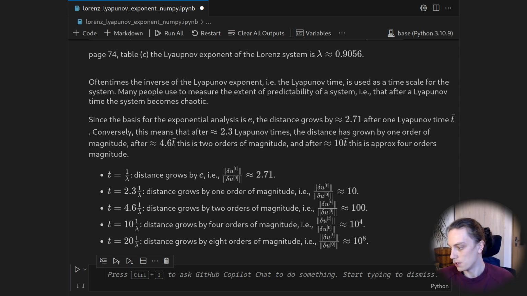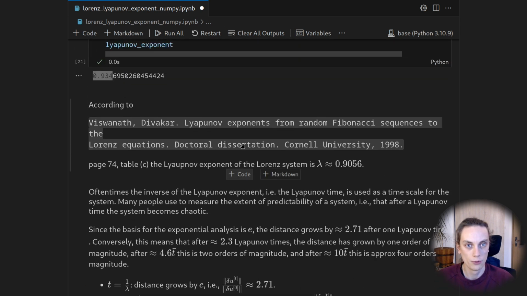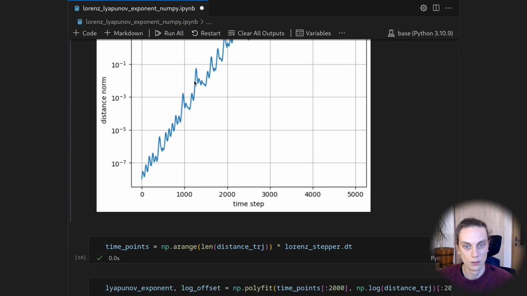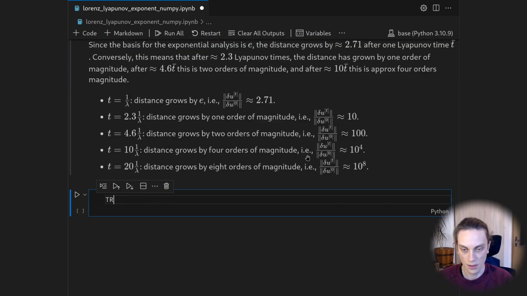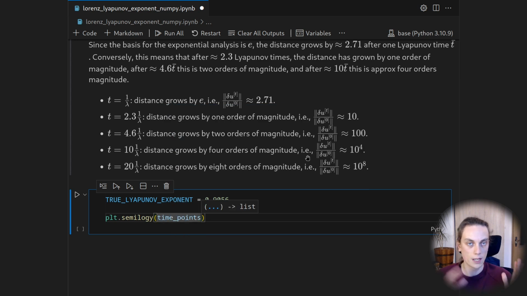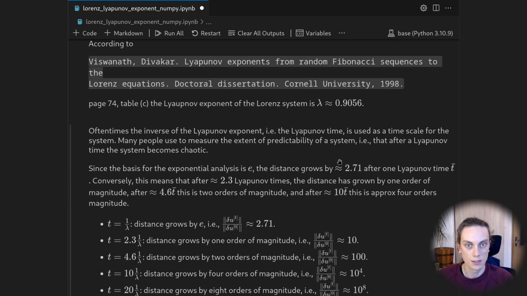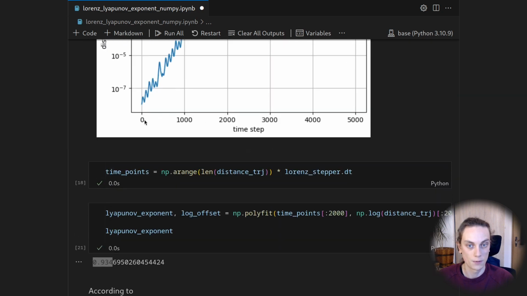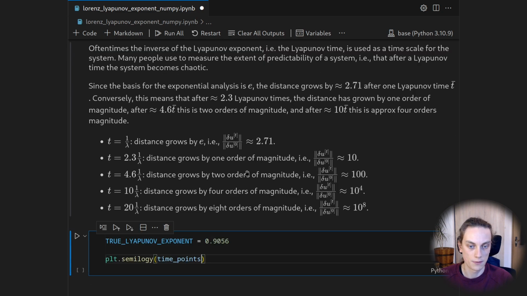Okay, and to visualize that, let's plot the Lyapunov times into our plot here. So let me first define the true Lyapunov exponent to be 0.9056. And then we will again plot a semi-log y plot, this time we also use the time points to get the correct time on the x-axis, because in the previous plot the x-axis was the time step, but now we want to have actual time.